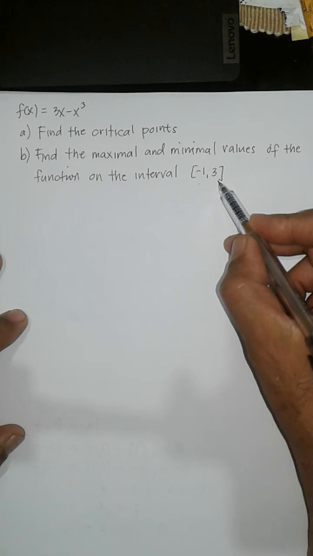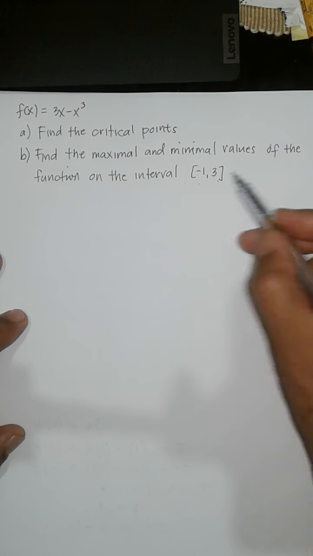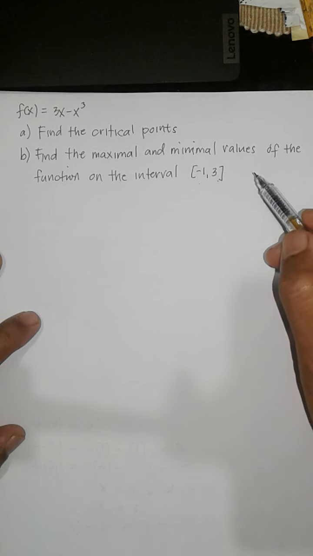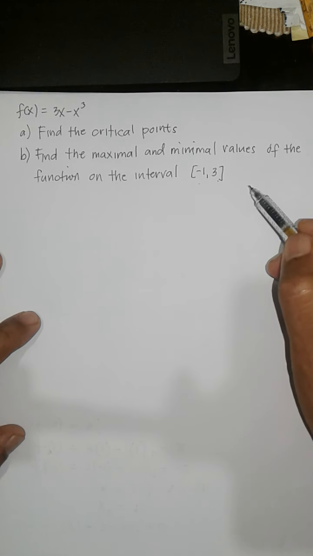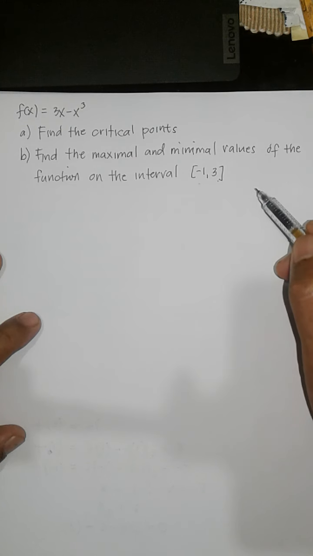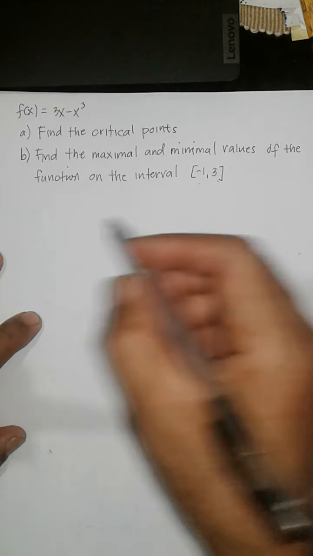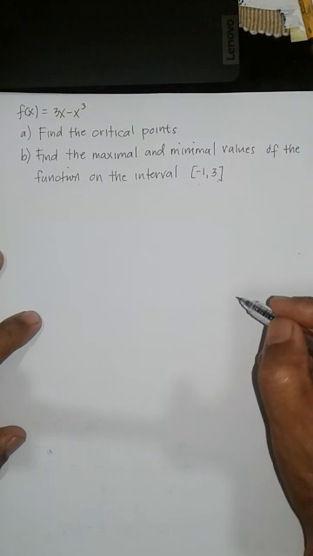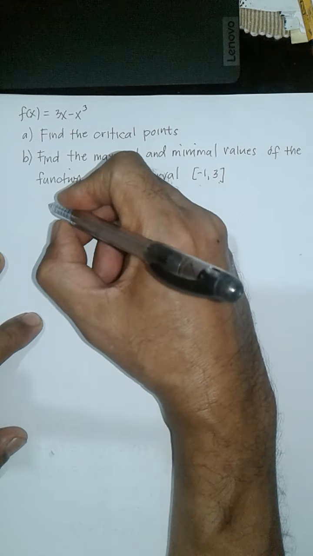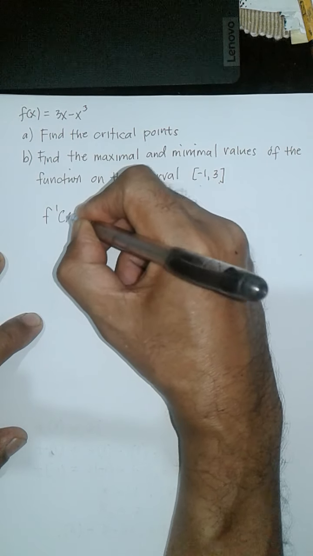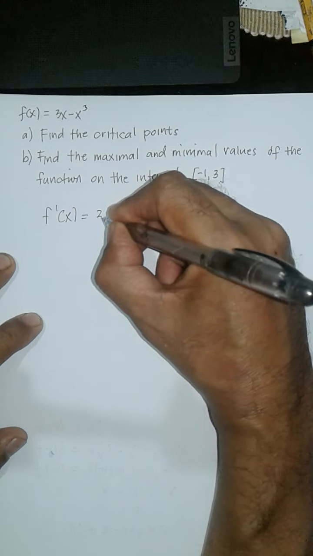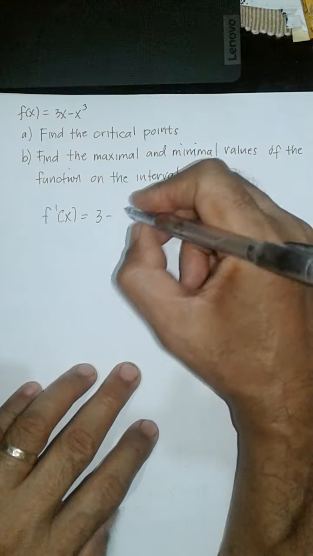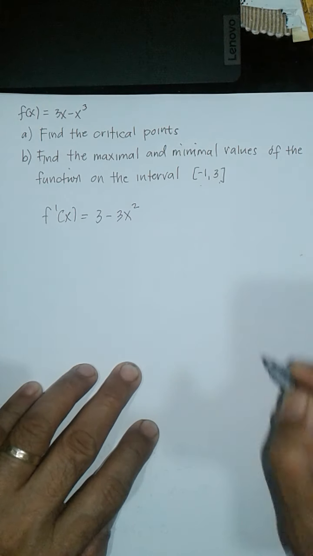According to Fermat's theorem, if the function has a local maximum or minimum, and if the derivative exists, then the derivative at that point is equal to 0. So we're going to find the derivative because, according to the theorem, it has to be equated to 0. If I find the derivative f prime of x of our function, that will be equal to 3 minus 3x squared.